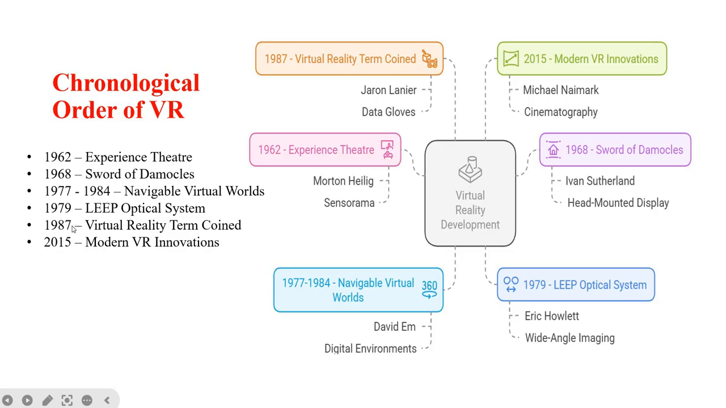Then in 1987, Jaron Lanier, an American philosopher and scientist, officially coined the term virtual reality, pioneering virtual reality software and hardware, including the data gloves. Then in 2015, Michael Naimark contributed to virtual reality based cinematography, and he advanced immersive video experiences and interactive media, and here it was called the modern VR innovations. So this was about the chronological order of virtual reality.